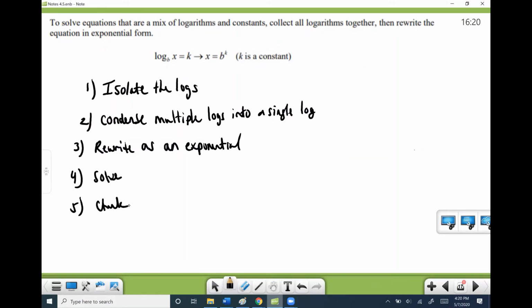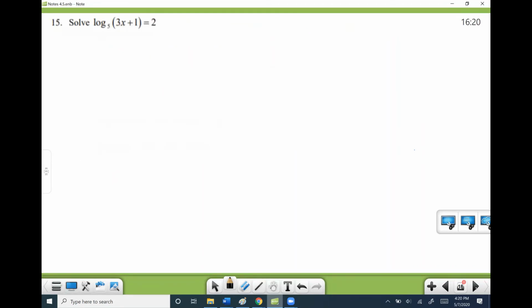We didn't have check on the last one, right? Okay. All right. Let me put on one side here. Okay. All right. So step one, isolate all the logs on one side. Isolate logs on one side. Well, that's already done. I have the logs on one side and the non-logs on the other. Step two is to condense, right? Using the properties, write multiple logs as a single logarithm. Well, it's already condensed.